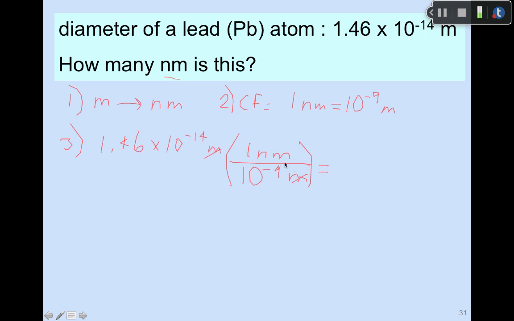And when you have powers of 10 in your problem and you're dividing, you will subtract the exponents. So you'll have 1.46 still times 10 to the, well, what's minus 14 minus 9? That's fine. So minus 14 plus 9 becomes minus 5. Answer is 10 to the minus 5 nanometers. All right, that's how that problem is done. Hopefully that makes some sense to you.